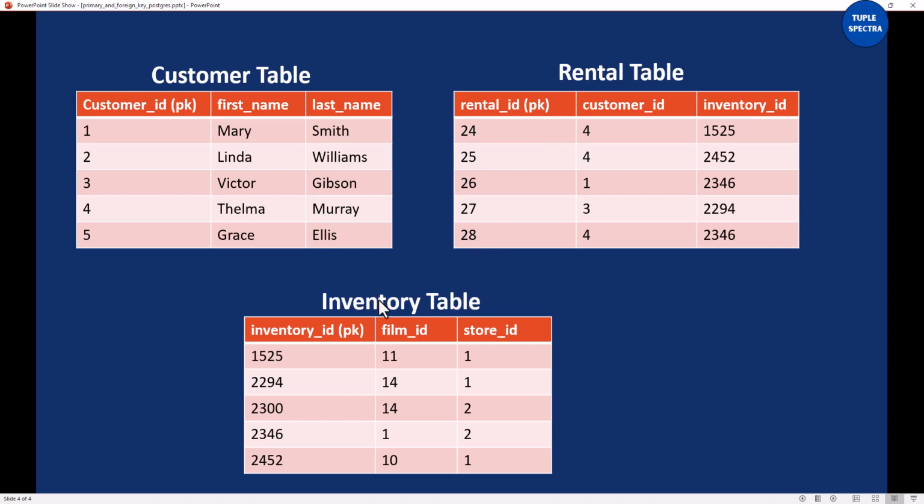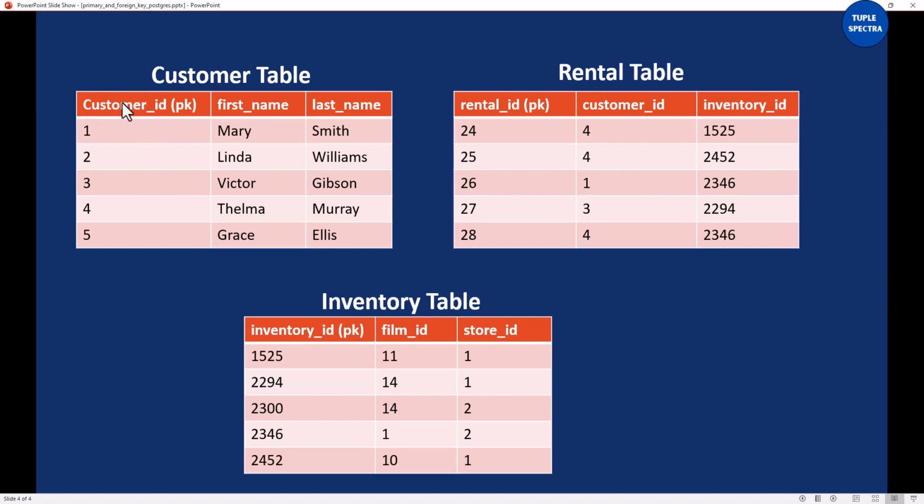Same thing applies to inventory table. It also has its own primary key, which is this inventory ID, which is unique. Okay, now let us try to understand what a foreign key is. If you come back to this rental table, you can see that you also have customer ID right here. You can see that this customer ID is referencing this customer ID that you have right here, guys.